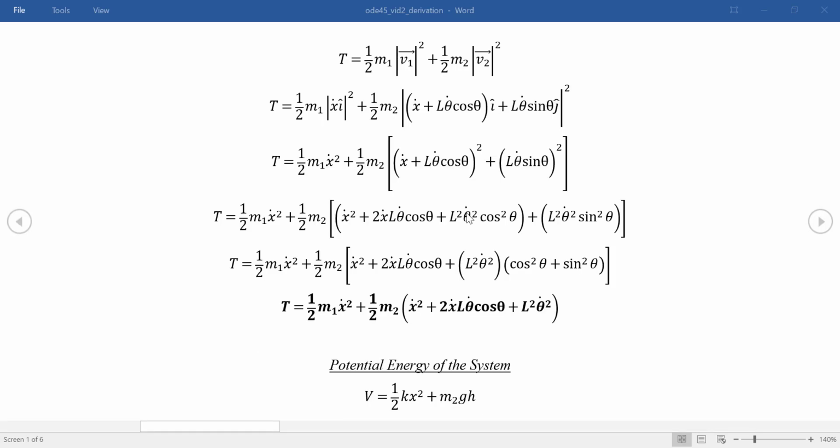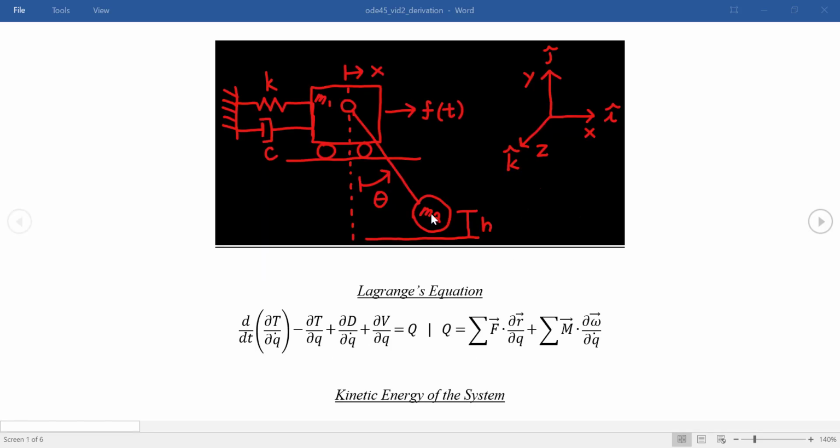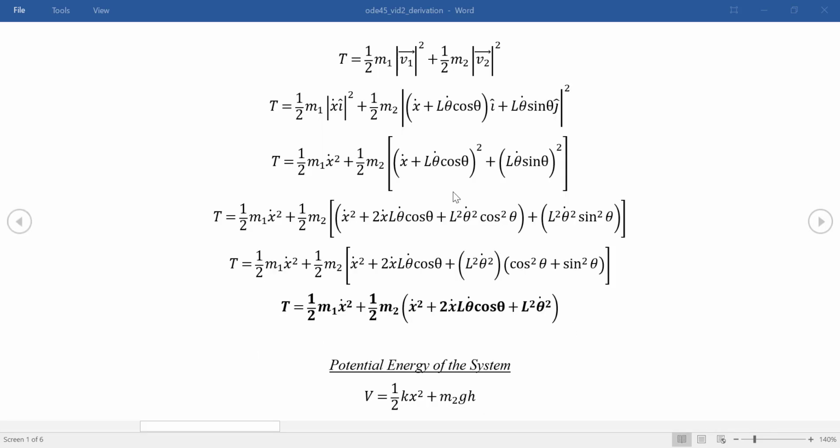And because of that, the cosine theta would give us the I term, and the sine theta would give us the J term. Hopefully that didn't sound too confusing. I know I didn't explicitly draw it because that would make the drawing look more cluttered. But that's how we get the velocity for mass 2.